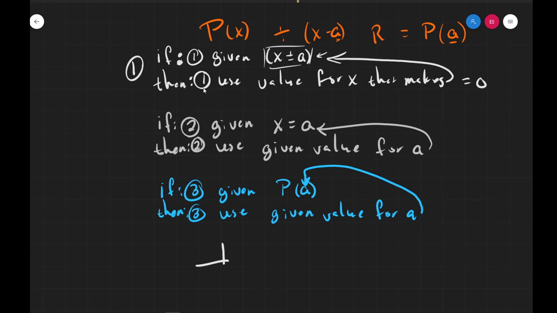So if it was x plus 3, that means that a is going to be -3. For scenario number 2, if you're given x just equals a number, then just use whatever that number is to go into the box. So if you're given something like x equals 3, that means that a is going to equal 3.